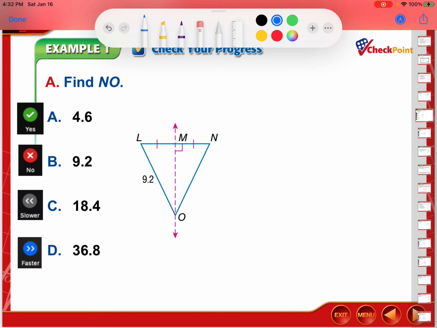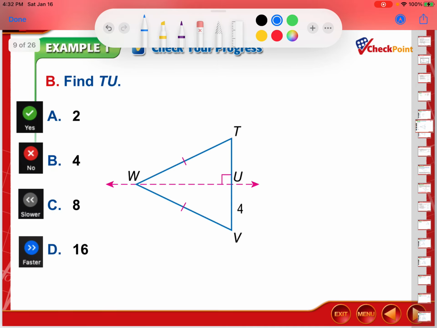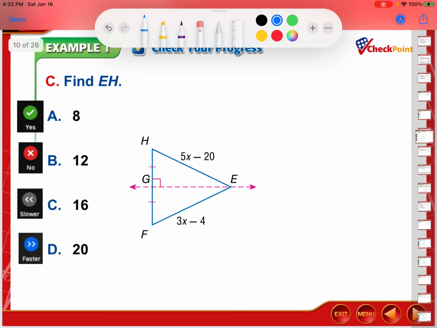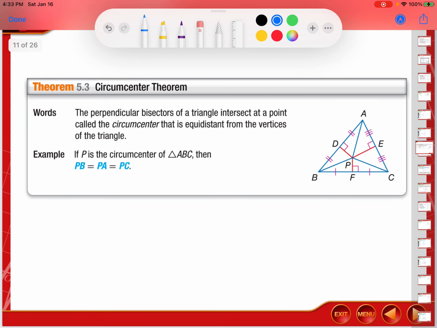Continuing on. So these are the questions that I will have you do on your own in the Zoom. I'm just going to circle the answers here. It's 9.2. TU is going to be 4. It's going to be 8.